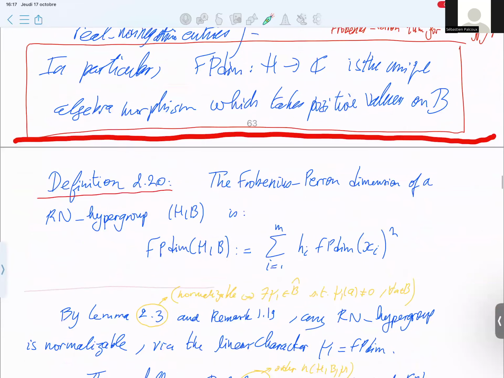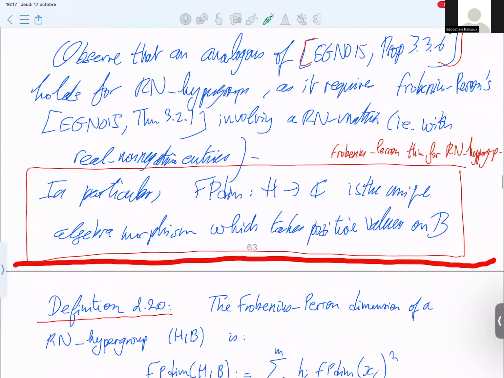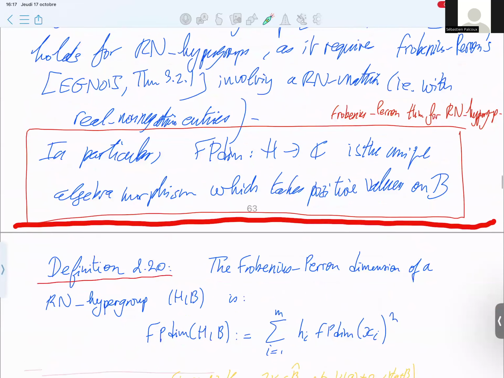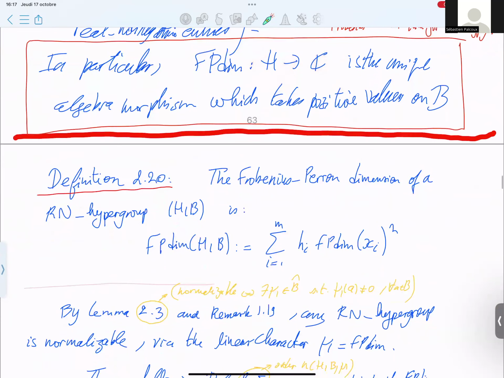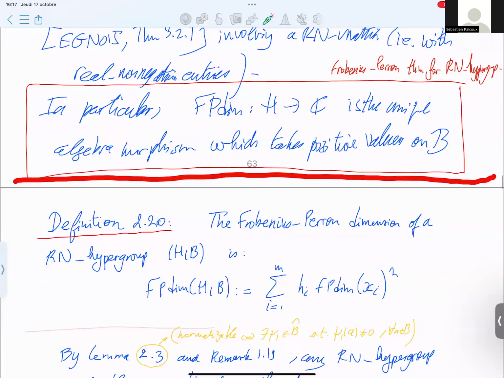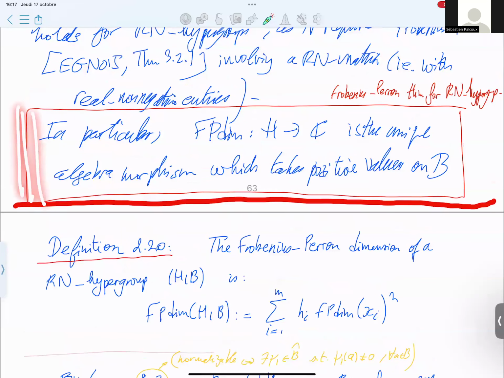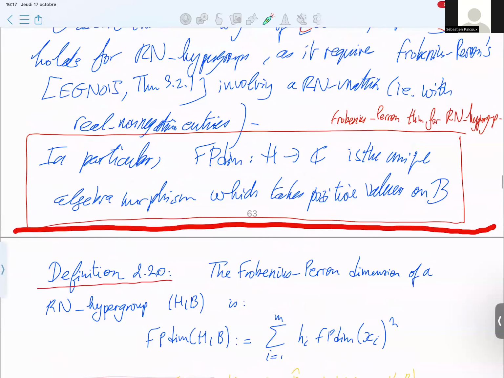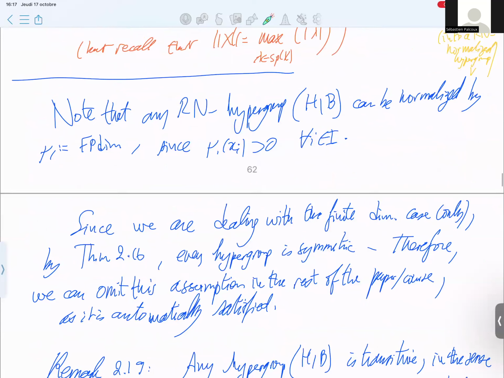Linear character. This is what I call a linear character, an algebra morphism from H to C. Okay, so this is the Frobenius-Perron dimension.